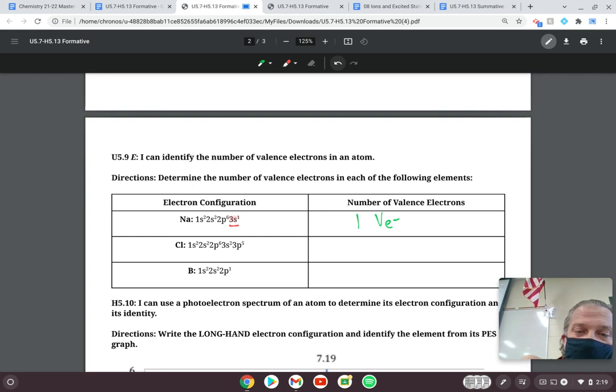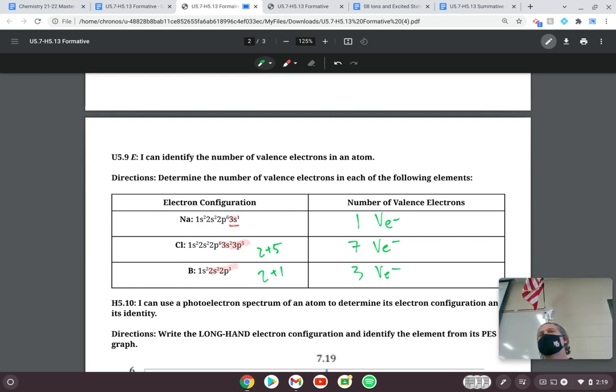In the chlorine, we are going to see that there is a 3s and a 3p. In that case, I'm going to simply add my electrons together in both those energy levels. So 2 plus 5 gives me 7 valence electrons. And then lastly, for boron, I see that the 2s, 2p, so that's my biggest energy level there. So I'm going to add the 2 and the 1 to give me 3 valence electrons present there.